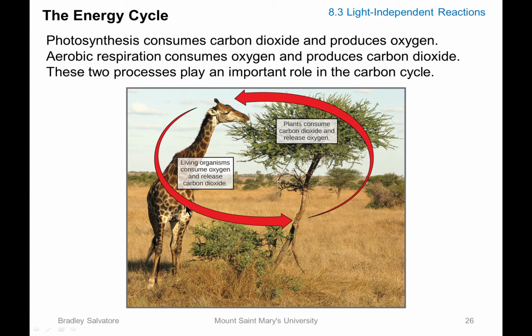So it is a cycle between animals and plants that we live together. The gas that we release will be used by them to fix sugar, and the gas that they're releasing will be used by us to break down that sugar into energy that we use. And this is an important part of the carbon cycle that you see on Earth.